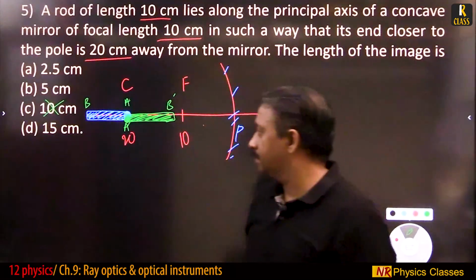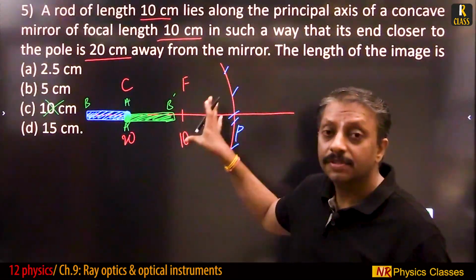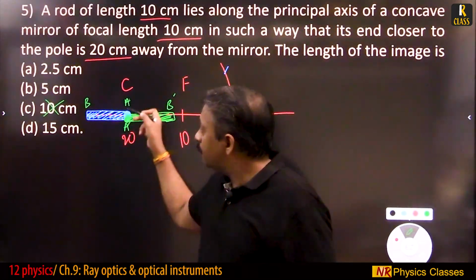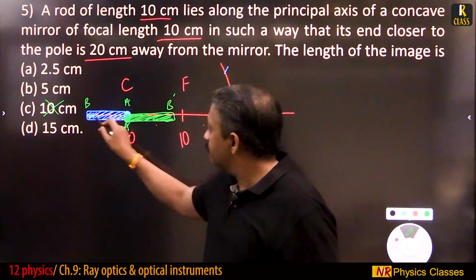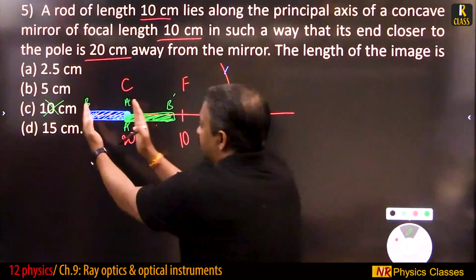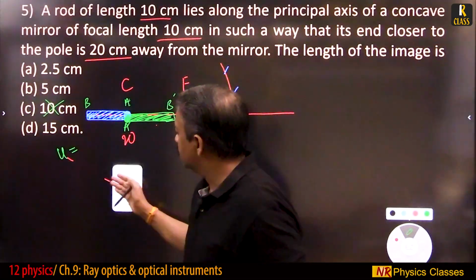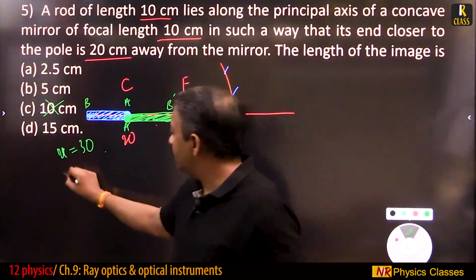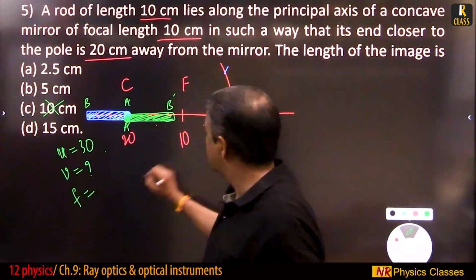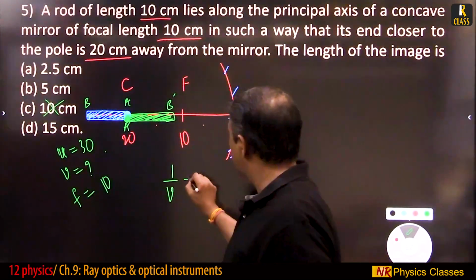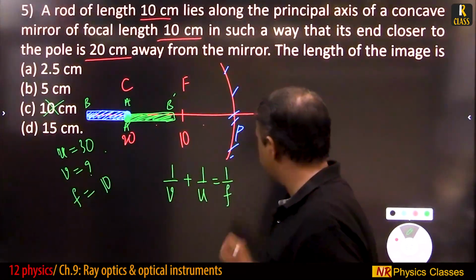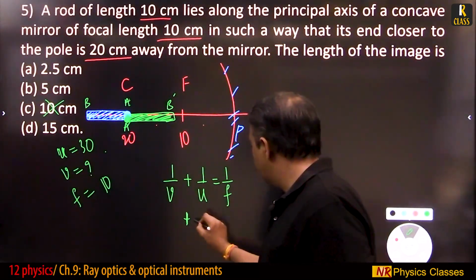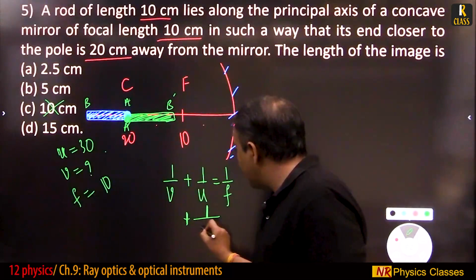It could be anything. So let us use the mirror formula, but only for position B, end B, because A is at A only. So we have to find B. This distance is 20. This is 10. Therefore, the object distance in our calculation is 30 centimeter. We have to find the image distance, and the focal length is 10 centimeter. 1 by V plus 1 by U equal to 1 by F. 1 by U is minus 30, students.